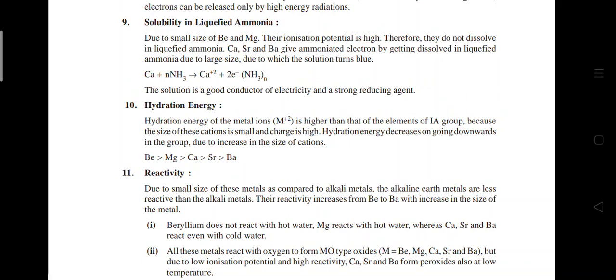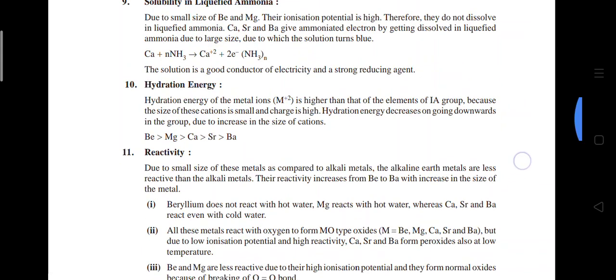Tenth is hydration energy. Hydration energy of the metal ion is higher than that of the elements of group 1 because the size of this cation is small and charge is high. Hydration energy decreases on going down the group due to increase in size of cation.